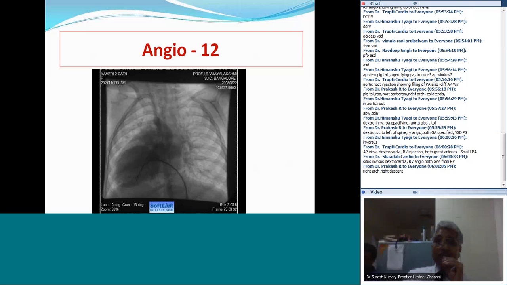Okay. Another very simple question. What is Bazett's formula? Okay. So it's to calculate the corrected QT interval. Okay. Can you tell me what it is? Right. It's QT by root of RR interval.